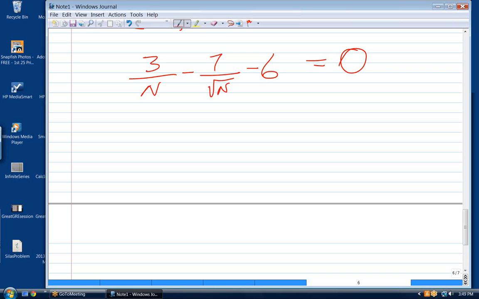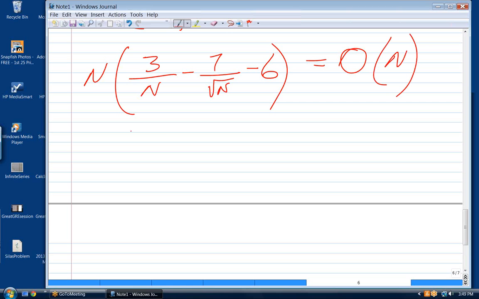Any ideas? Not really. Well, we could actually do a couple of things here. What I would do is multiply every term by n. I can always multiply everything by n, both sides.